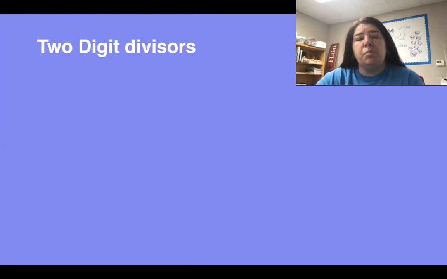But we're going to multiply 2-digit divisors. Remember, in a division problem like this on here, you have a divisor. That is the outside number, the 30. And inside is called the dividend. So the 30, the divisor, is now going to be 2 digits.